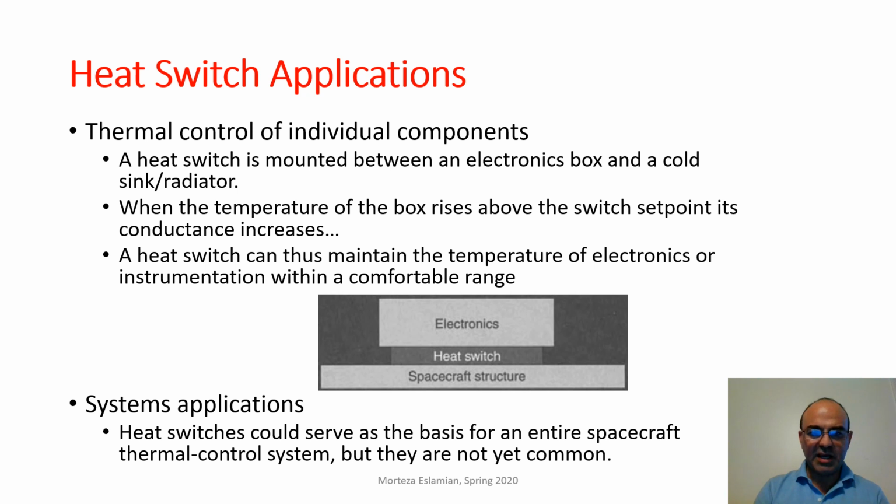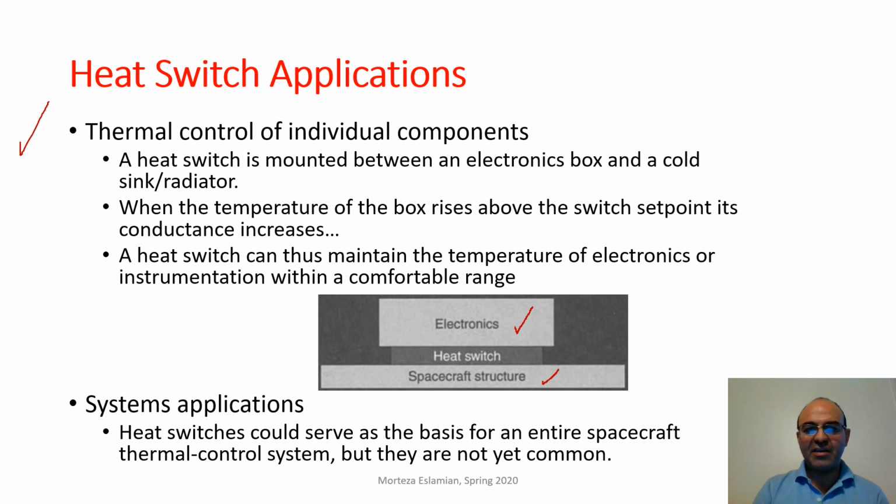So here are some heat switch applications. First, for thermal control of individual components. A heat switch is mounted between an electronic box and a cold sink or a radiator. As you see here, if this is the spacecraft structure that can be used as a radiator, and this is the electronic box that generates heat, then in between a heat switch can be mounted, individually for each component, where the flow of heat from the electronics to the radiator is controlled.